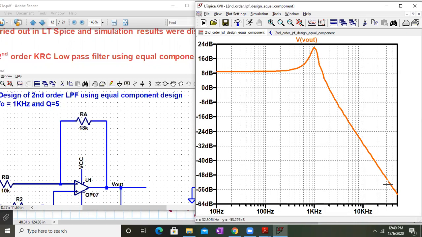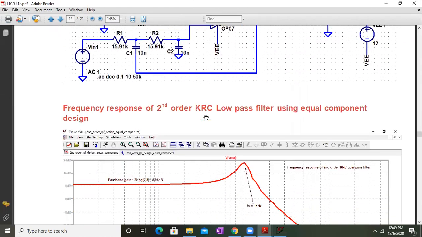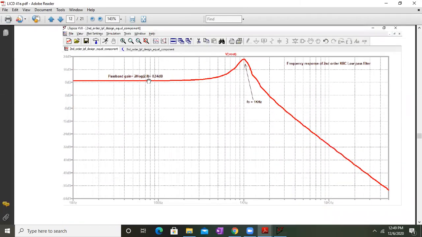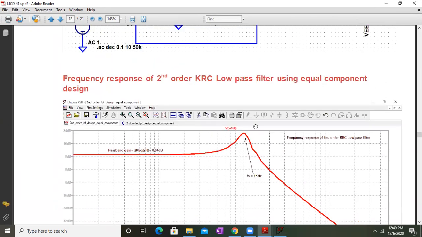At 0 dB, the frequency was around 2K, and at minus 40 dB, it's around 200. So it's approximately equal to minus 40 dB per decade. So the roll off rate is minus 40 dB per decade. Now we have completed this equal component design. This was the passband gain, 20 log to the base 10 of 2.8, 8.94 dB, and this was the cutoff frequency, the highest peak over here. Don't worry, we will help you understand why we measure at this value in the next class.